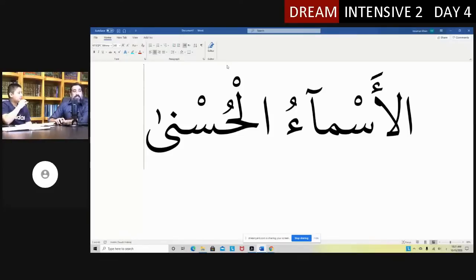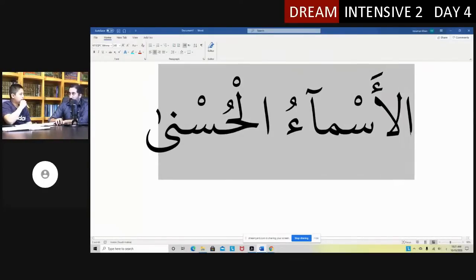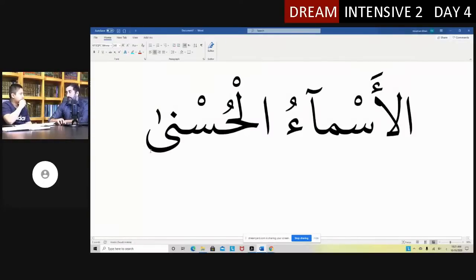Al-Husna. This is a phrase many Muslims are familiar with. It's the words used for describing Allah's names. This comes from an ayah in surah number 17. Allah says: قُلِ ادْعُوا اللَّهَ أَوِ ادْعُوا الرَّحْمَنَ أَيًّا مَا تَدْعُوا فَلَهُ الْأَسْمَاءُ الْحُسْنَى. So call him Allah, call him Ar-Rahman, whatever you may call him, know that the most beautiful names belong only to him.